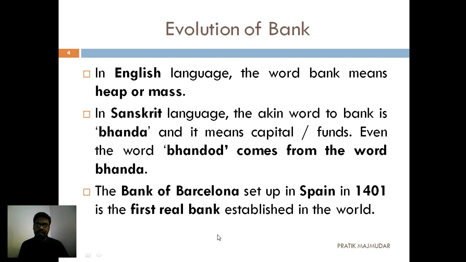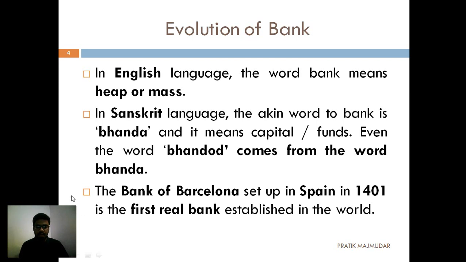Okay, now let's start with the first one, evolution of bank. In the English language, bank means heap or mass. In Sanskrit, the akin word of bank is bund. From the word bund, the new word that came into existence is bundor. Now, the Bank of Barcelona, set up in Spain in 1401, is the first real bank established in the world. This question was asked in the last board's examination, March 2020.